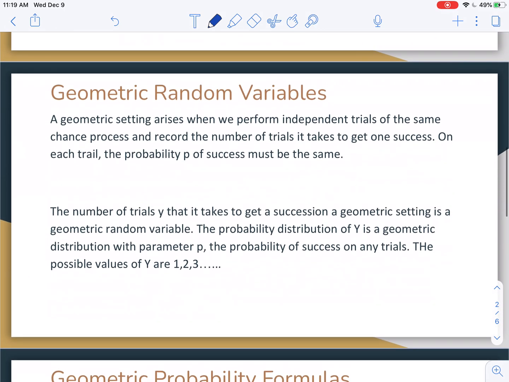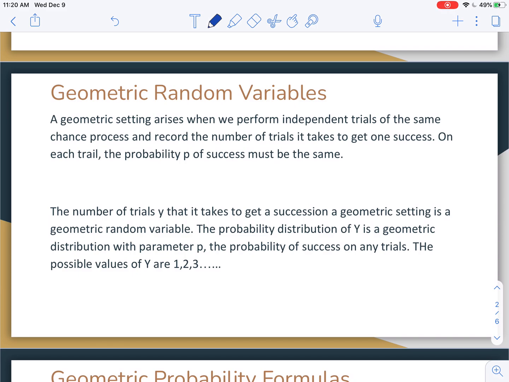All right, so now we're going to talk about geometric random variables. A geometric setting arises when we perform independent trials of the same chance process and record the number of trials it takes to get one success on each trial. The probability P of success must be the same. So this is very similar to a binomial random variable. The difference between a binomial random variable and a geometric setting is the number of trials. So that's the only difference.